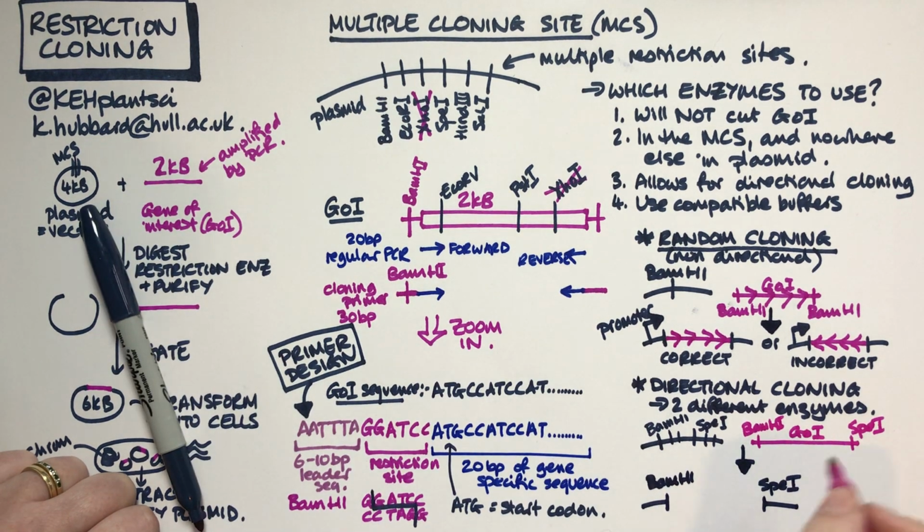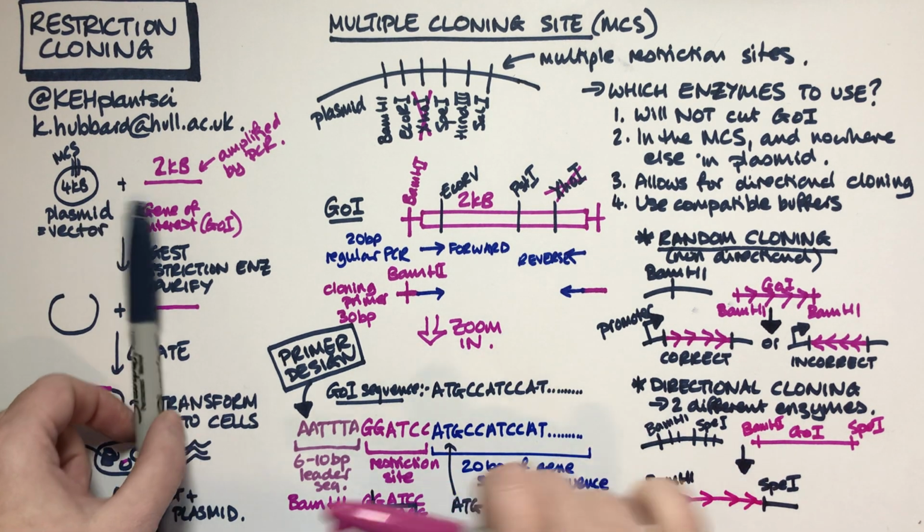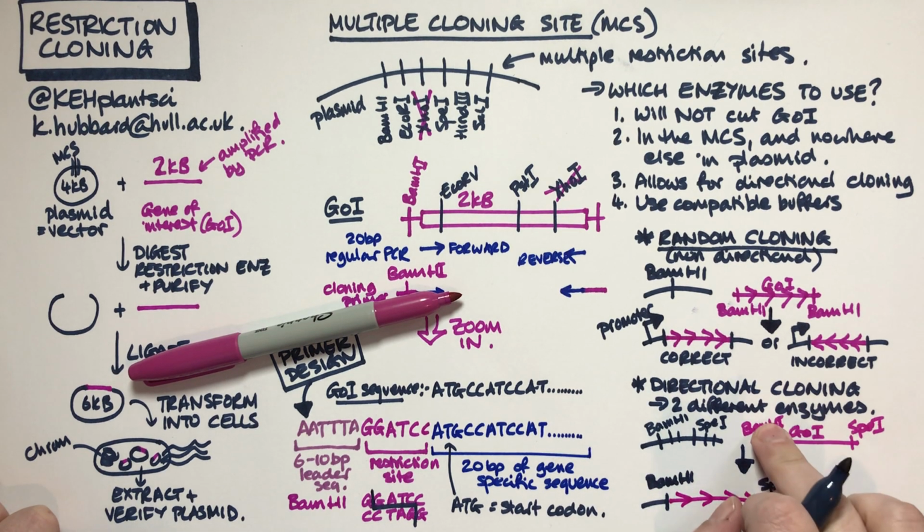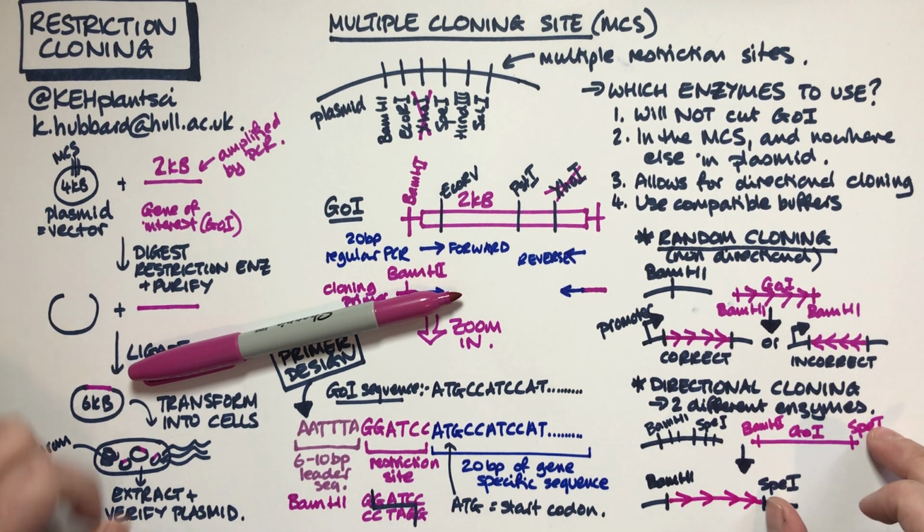Now when I put my insert in, so I put those two together and religate them, it can only go in one direction. You don't get the opposite direction happening. Because we've used two different enzymes, BamH1 and SpeI in this case, and we use the same on our gene of interest, that means that it's directional. It can't go in backwards, because SpeI won't stick to BamH1 and vice versa. BamH1 will only stick to BamH1, so those are both at the front, and SpeI is at the end.